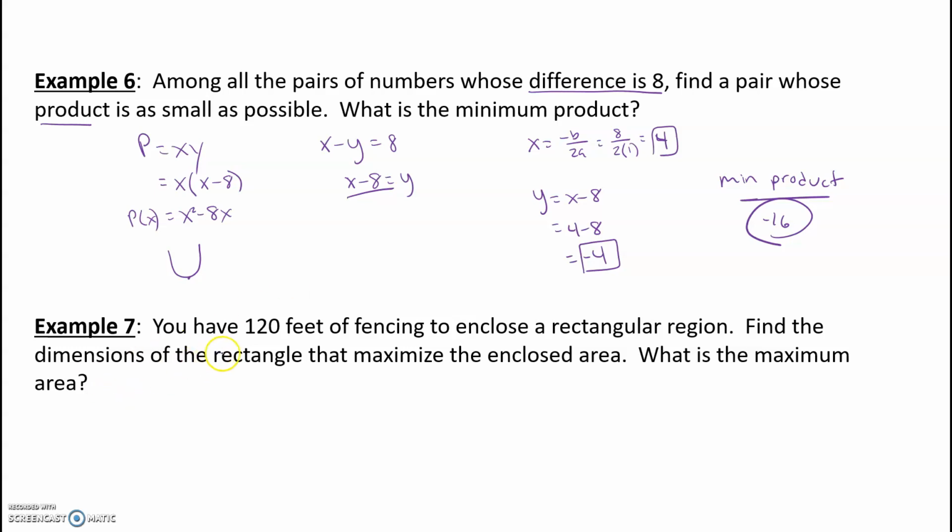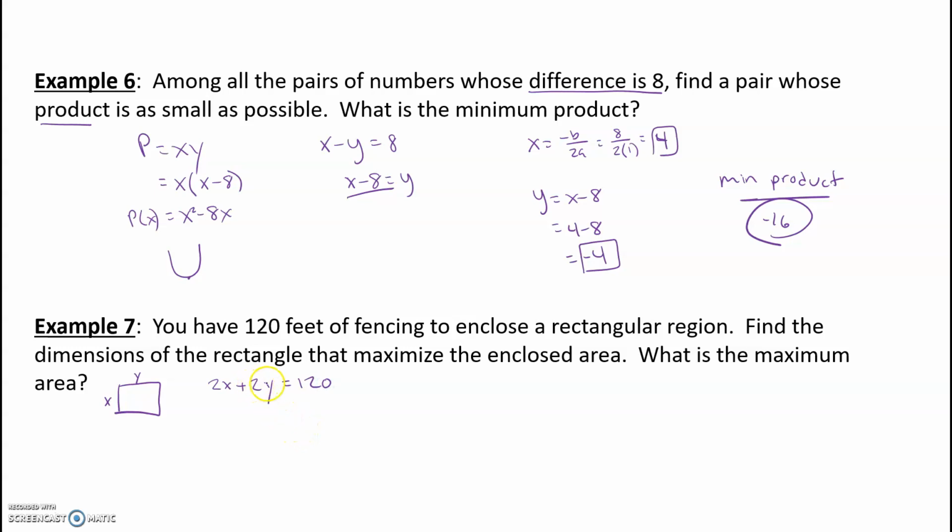All right, next one says you have 120 feet of fencing to enclose a rectangular region. So we have a rectangular region. We've got a length and a width. I'm going to call them x and y. Now, if you're fencing this in, you're thinking of perimeter. So if you have 120 feet of fencing to go around, you need your perimeter to be 120 feet. So we've got 1x and 1x makes 2x plus 2y. Remember, perimeter, add up all your sides. And we want it to be 120.